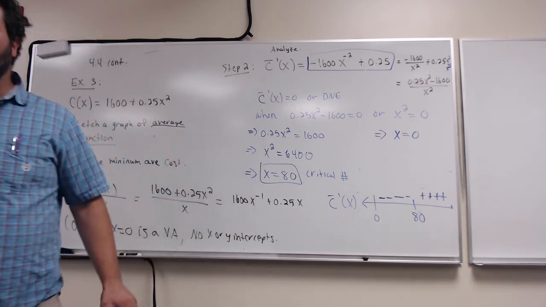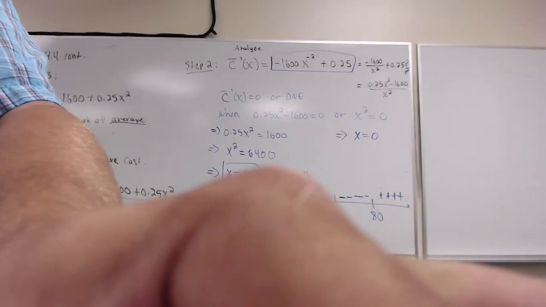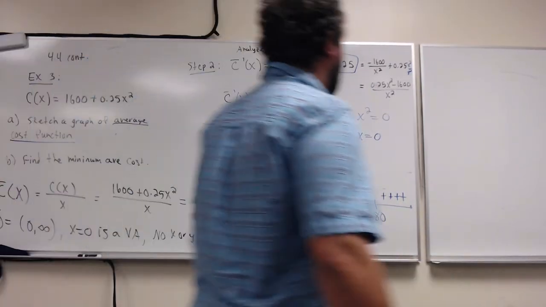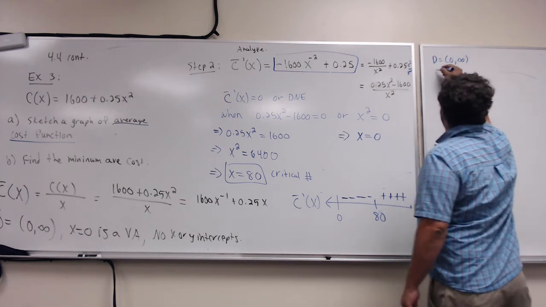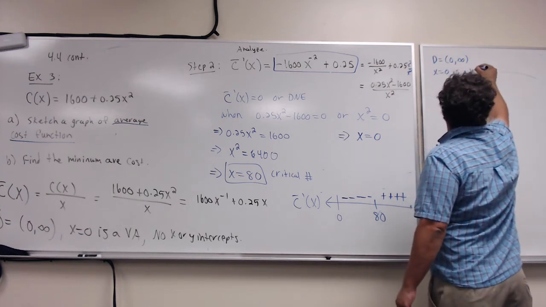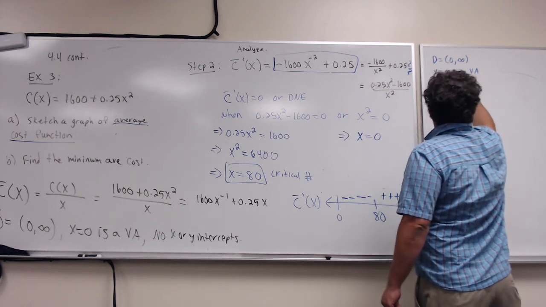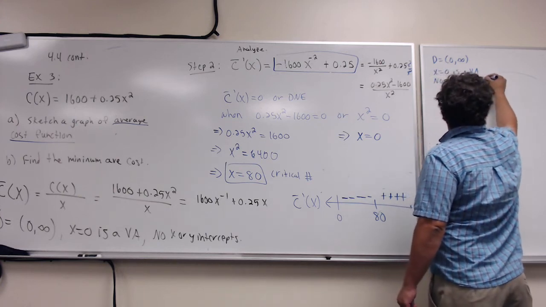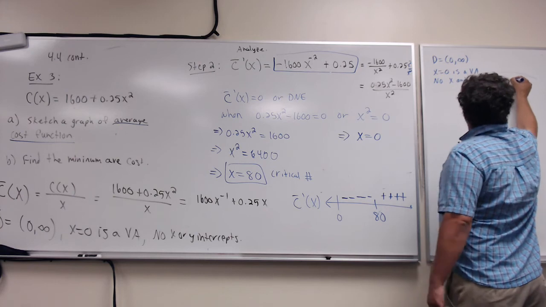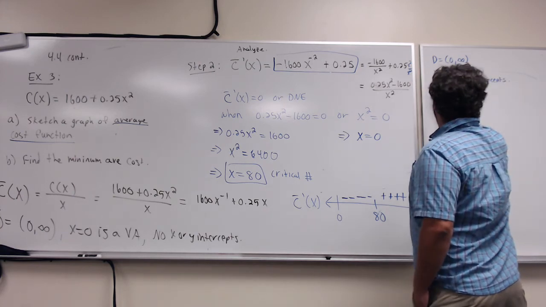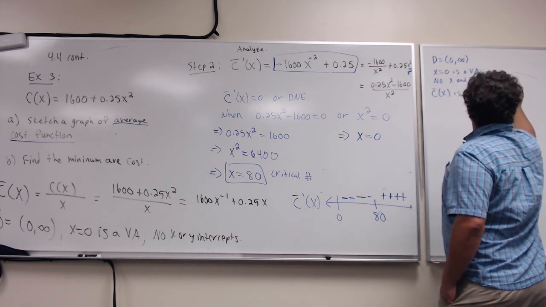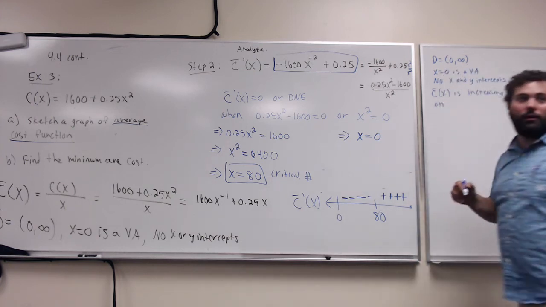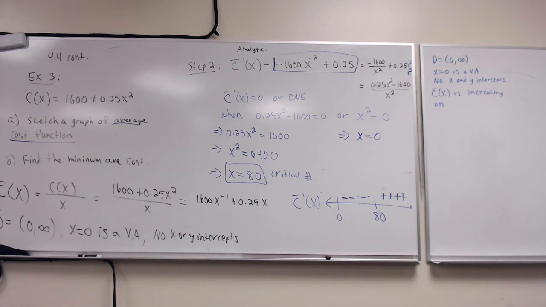Now I'm going to start cataloging our information here over on the left side of the board. Okay, so what do we know? The domain is 0 to infinity. X equals 0 is a vertical asymptote. There are no x and y intercepts. The average cost is increasing on what interval? 80 to infinity. Okay, right?